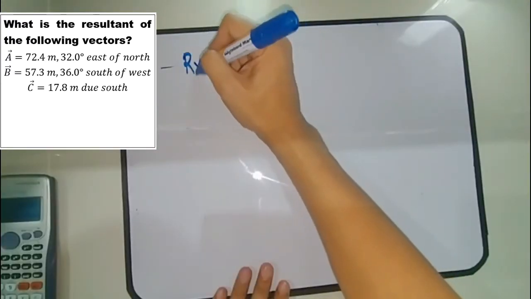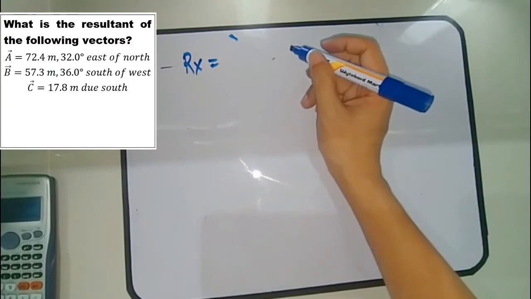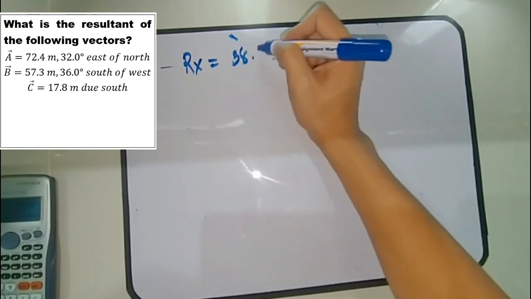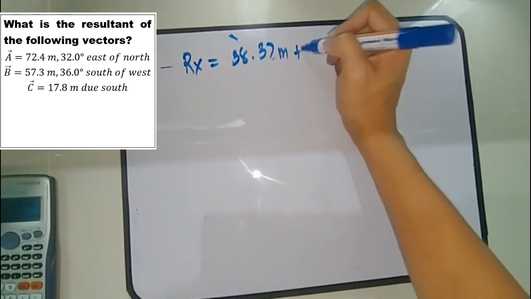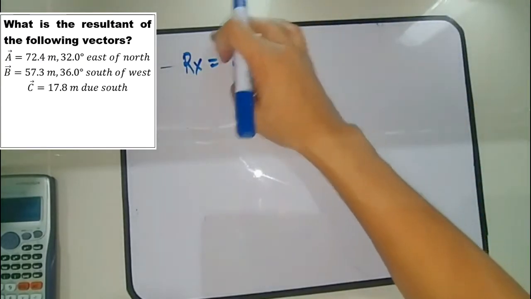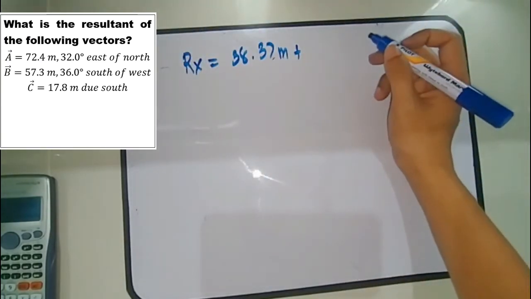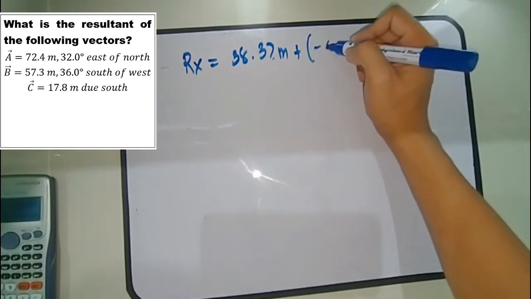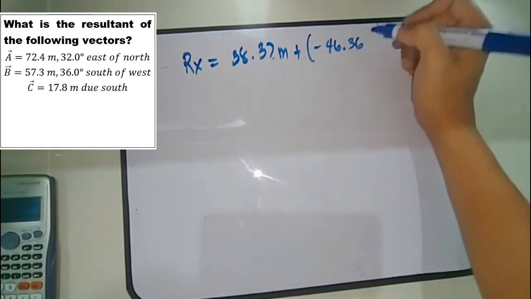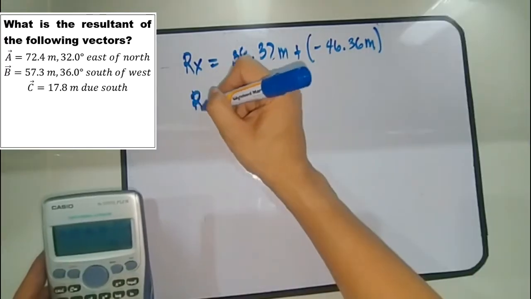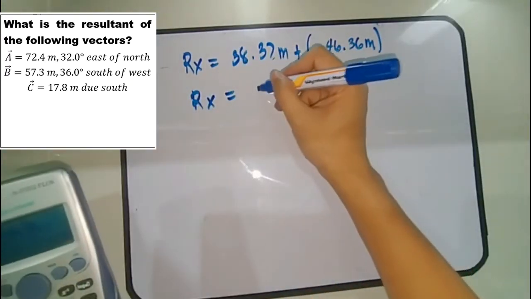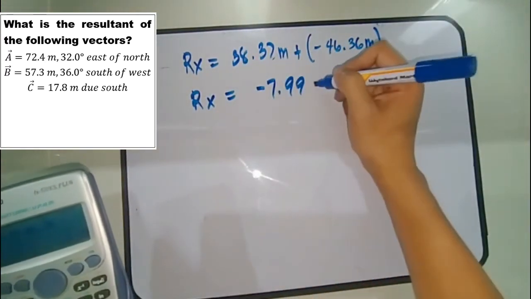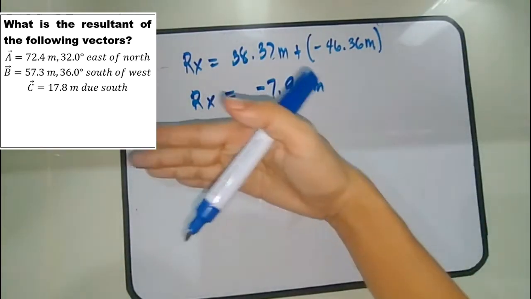So R sub x is just equal to, so A sub x, that is 38.37 meters. So pwede ka guys mag-tabulate para mas madali. So here, i-shortcut na natin siya. So B sub x is negative 46.36 meters. So R sub x equals negative 7.99 meters. So meaning guys, papunta siya sa left.